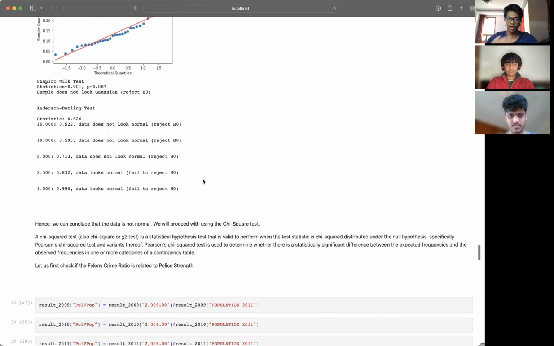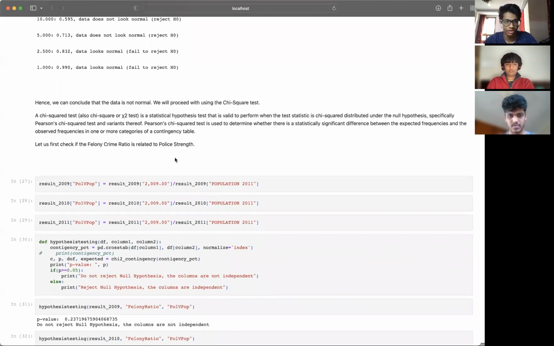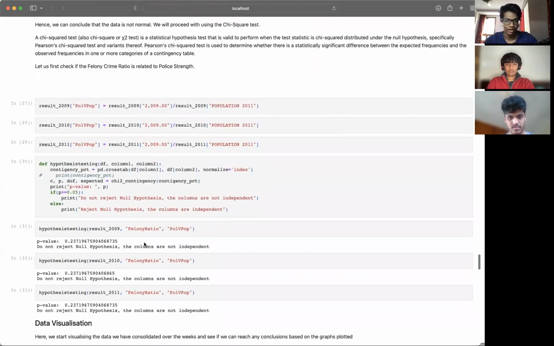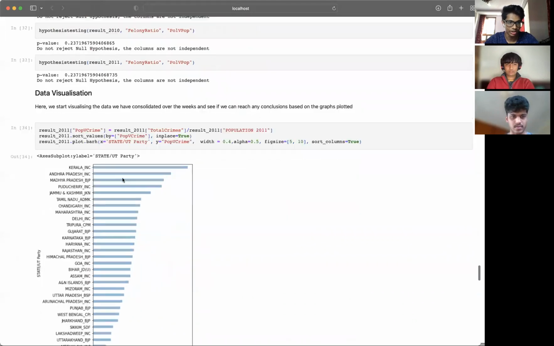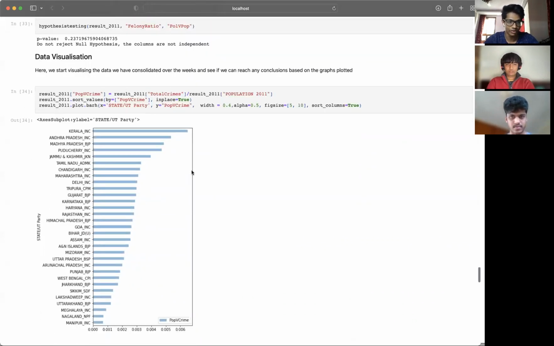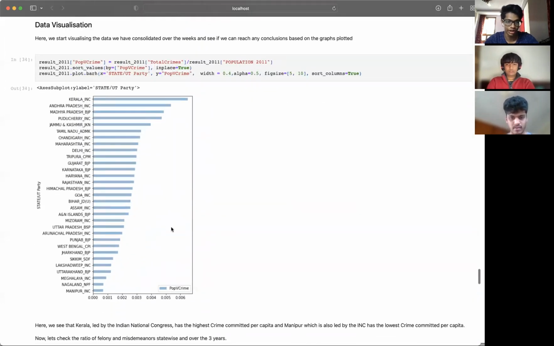Since the data failed the Shapiro-Wilk test and the Anderson-Darling test, we went ahead with the chi-square test to check whether the crime ratio and the police strength are independent or not. Are those two columns in the data independent or not? After performing that test, we got that it is not independent, as the p-value was much more significant than the threshold we set, which was 0.05 or 5%. Coming to the data visualization, we plotted various graphs to see if we can arrive at any conclusions based on the data we have.